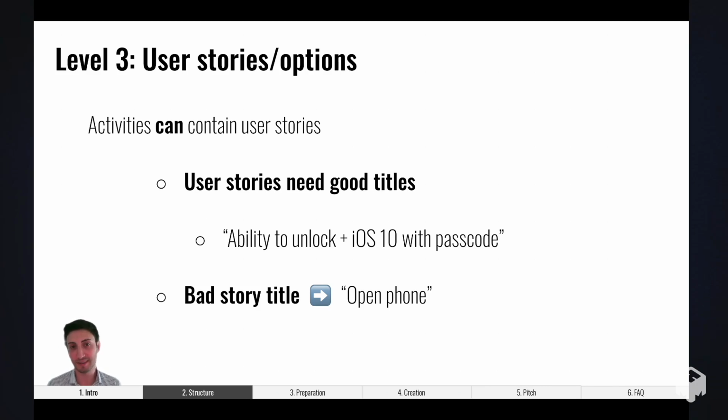Another thing is, once you start adding user stories in the whole creation process, I always recommend giving them good titles. A bad title could be, for example, if we would like to build the feature of Apple Pay, "open phone." Open phone can mean everything, right? But if you say "the ability to unlock the phone on iOS 10 with a passcode," that is very specific. And the more specific you are, the less time and additional effort you will have later once you translate these stories into your backlog.